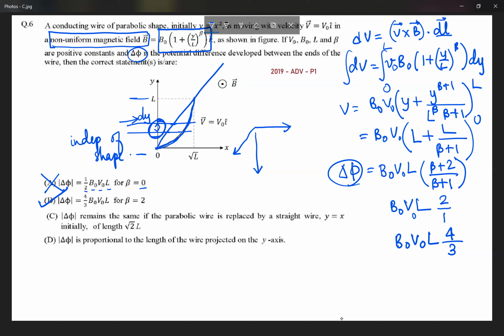You integrate from 0 to root 2L, you'll get the same exact value. The length of the wire will be from 0 to root 2L, which means the projection of this wire will still be equal to L, and the value is going to be the same. Delta phi is proportional to the length of the wire projected on the y-axis. Correct. All right. So both of these done. Let's move over to the next question.